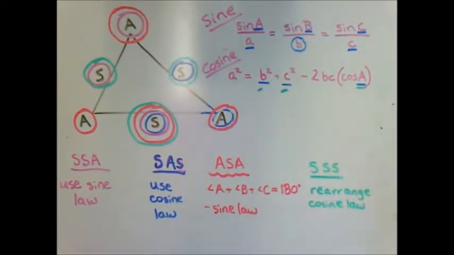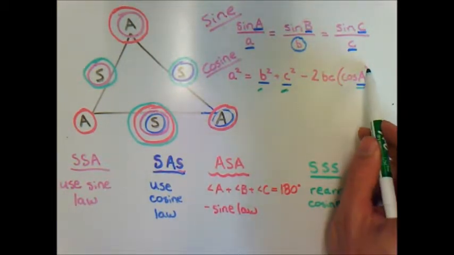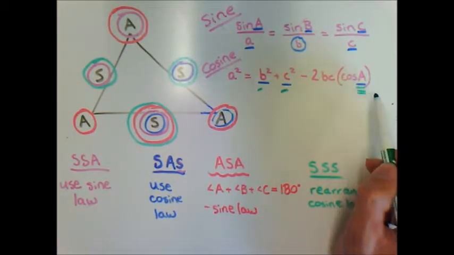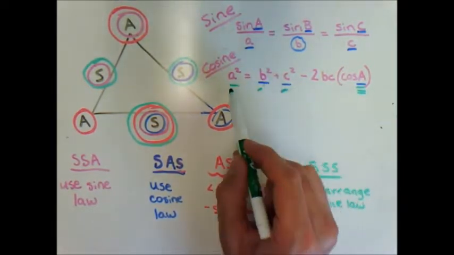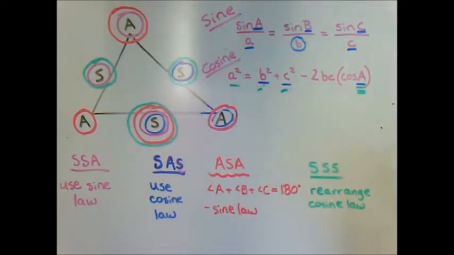And then that's what we're going to learn today. Good, so we can rearrange the cosine law to solve for this angle using our three sides that we know. So that's what we're going to look at today in lesson 8.3, finding angles using the cosine law.